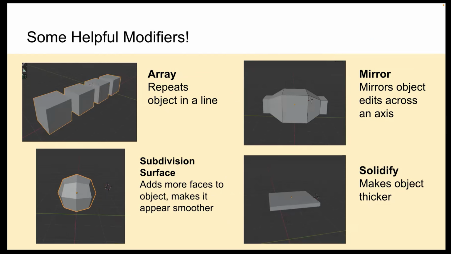Some really helpful ones are array, which repeats objects in a line, mirror, which mirrors the edits you make across an axis, subdivision surface, which adds more faces. So it kind of made the cube into like a sphere. And then solidify makes an object thicker.